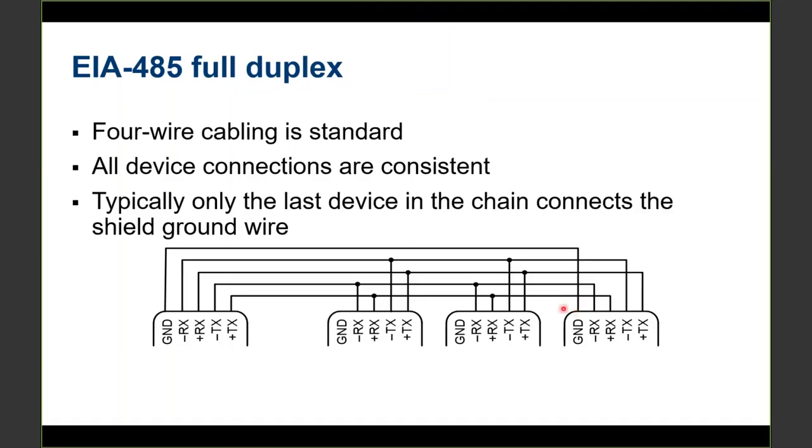But keep in mind that this ground doesn't perform the same function that it does in 232. Remember, in 232 we would measure the voltage from the TX pin to the ground pin, which should be 0. This is not the same. The shield is basically connected at the end to serve as a Faraday cage for all those conductors that are in the cable. And the Faraday cage is not functional unless you land that shield wire to a ground connection.